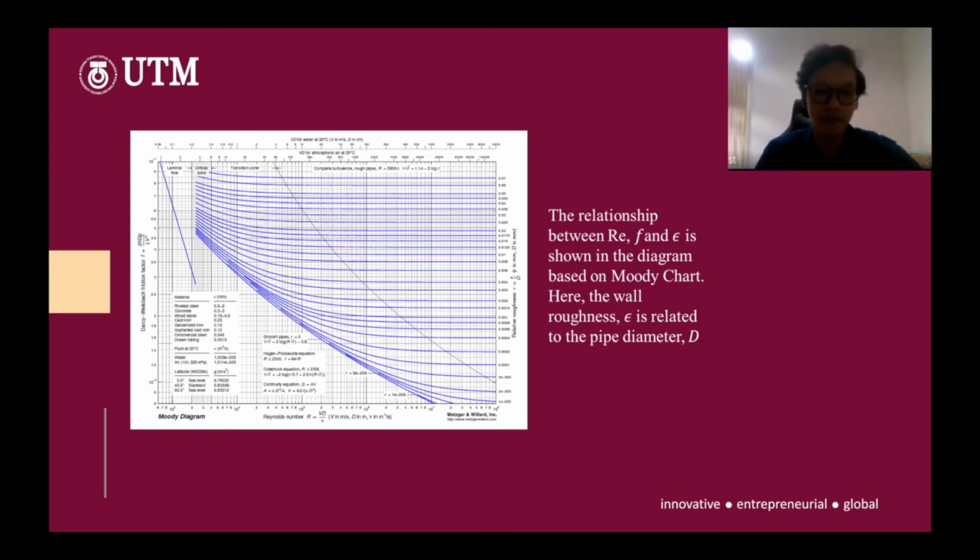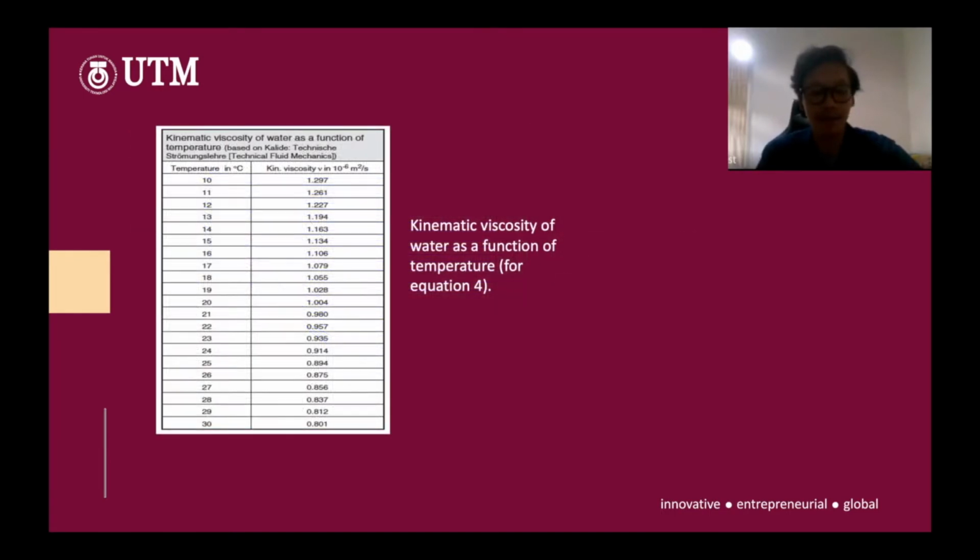So this is the Moody chart. This shows the relationship between Re, f, and roughness in the diagram. Here, the wall roughness, or e, is related to the pipe diameter. Next, please. Okay, this is a table for the kinematic viscosity of water as a function of temperature. We use it for equation 4. Next, please.